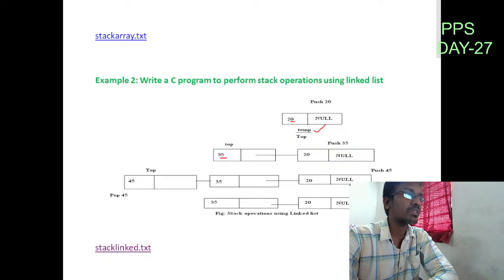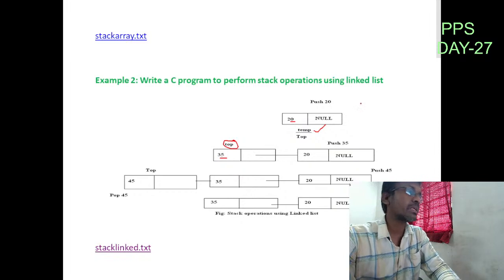So now after that what you have to do? You can change the temp name as the top pointer. So why? Because now 35 is the top of the stack. And similarly I'm going to insert the 45 and so on. After that I'm going to delete the 45 from the top of the element, and after that only 35 and 20 will be there in the linked list. So these operations can be done on the stack by using a linked list.